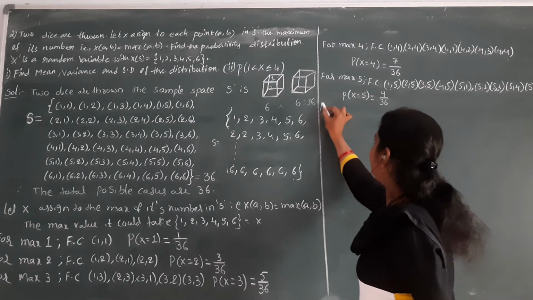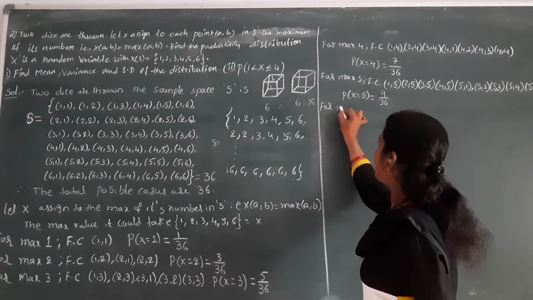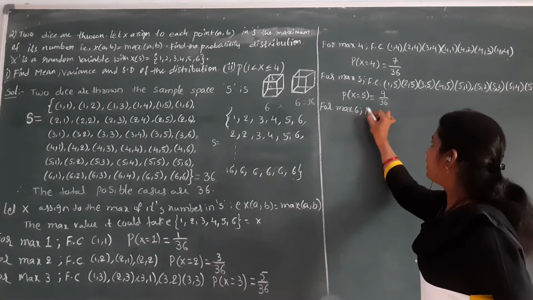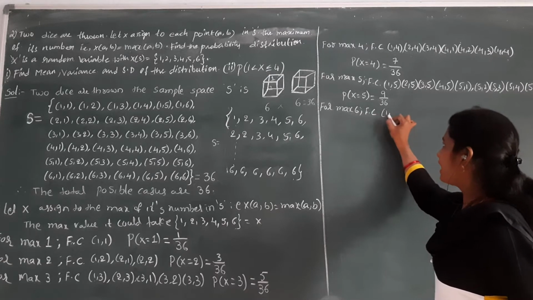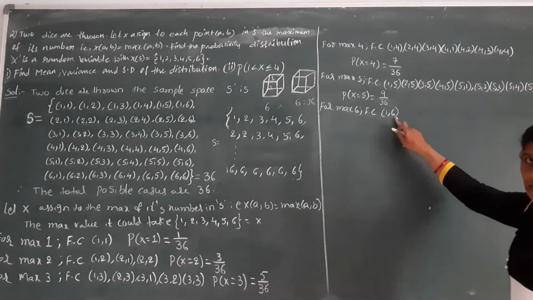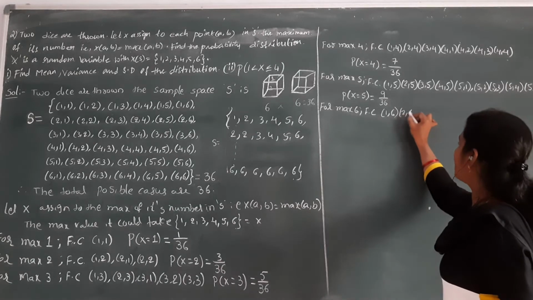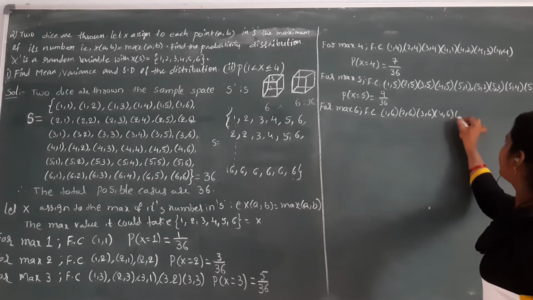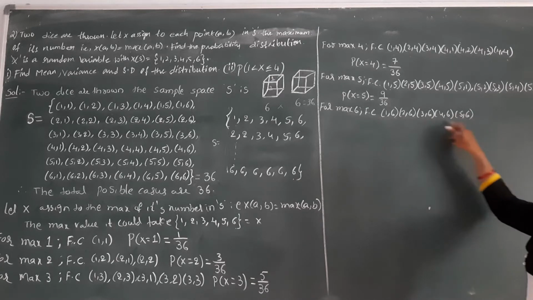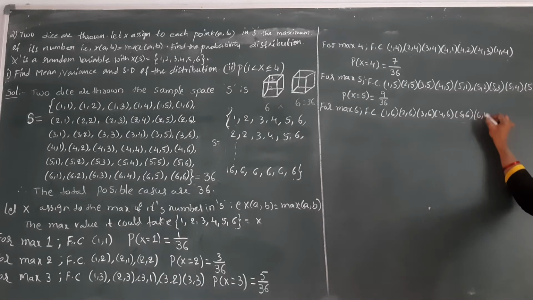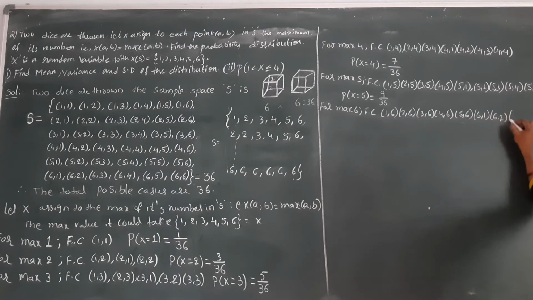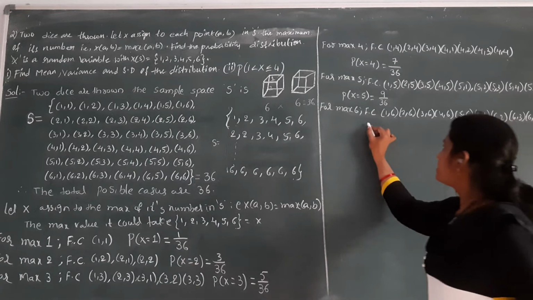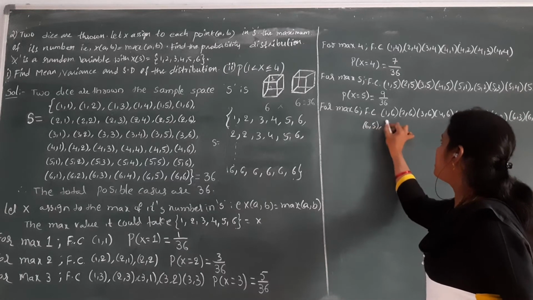Next, similarly we can find it for maximum number 6. For maximum number 6, the favorable cases are (1, 6), (2, 6), (3, 6), (4, 6), (5, 6), where 6 is the maximum number. All those values are finished. Next (6, 1), (6, 2), (6, 3), (6, 4), (6, 5), and (6, 6).